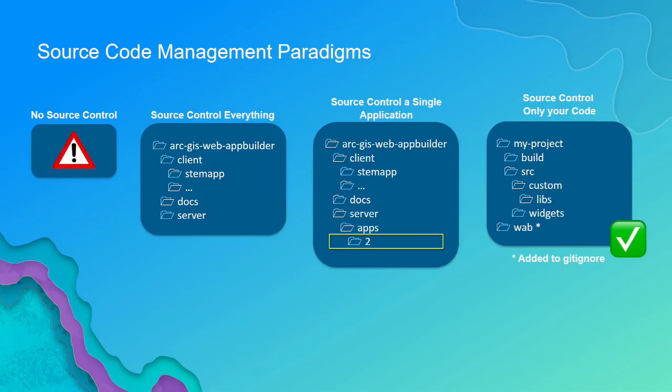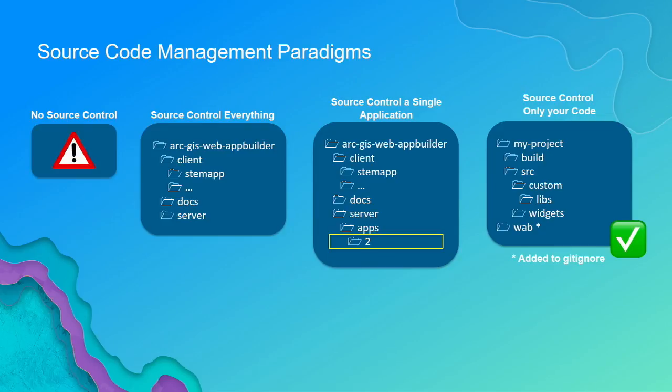I see people not having any source control. Please don't do that. That's great if you've just started with Web AppBuilder and you're just poking around and getting going. That's cool. Don't source code control your playground. But when you're developing things for production, you absolutely have to have that in place.